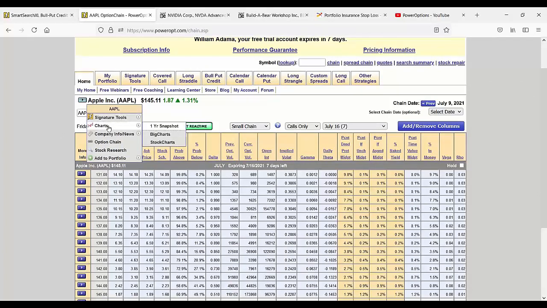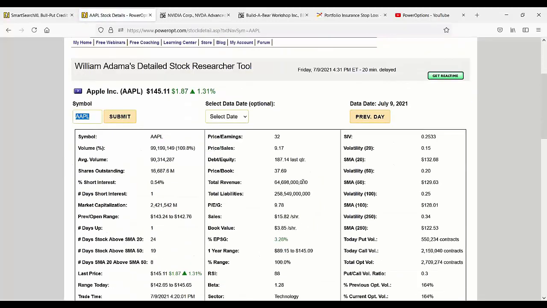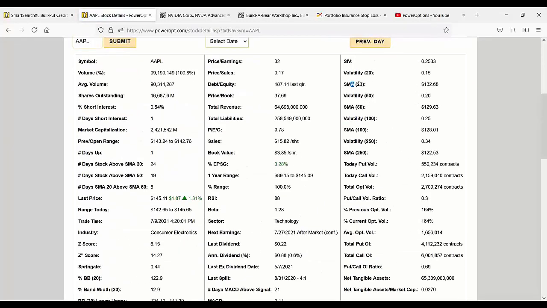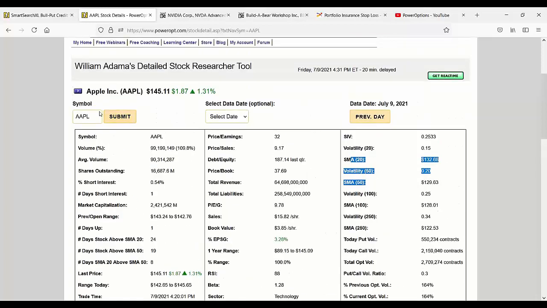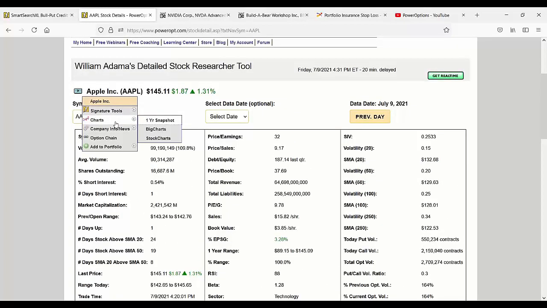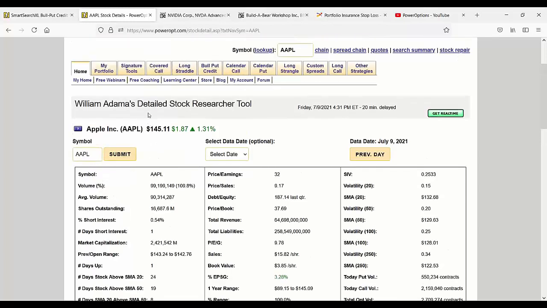Here's where I can go. If I'm looking at the chain, I go up to the top, click on the more information button right next to the symbol. That's where I can go to the charts, company news, profile, and more. If you're in the stock quotes page, you decide to look up Apple to look up the variable information on dividends, volatility for 20-day, 50-day, and more. Same thing, more information button right on top. That'll get you directly to the big charts or the stock charts or the 1-year snapshot.